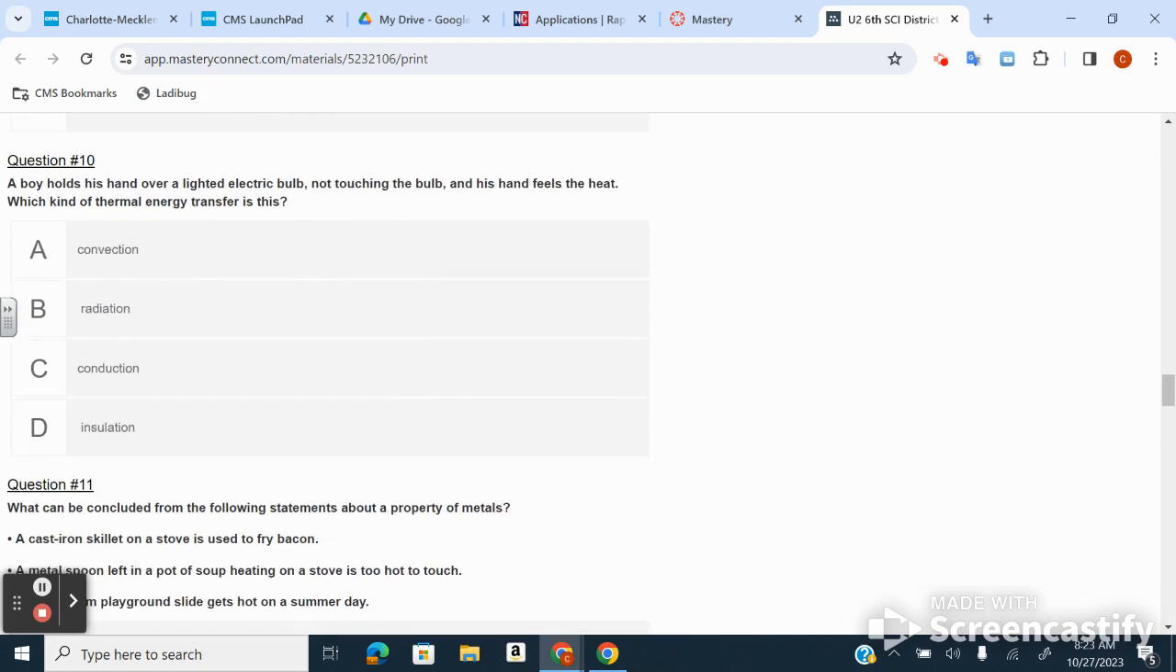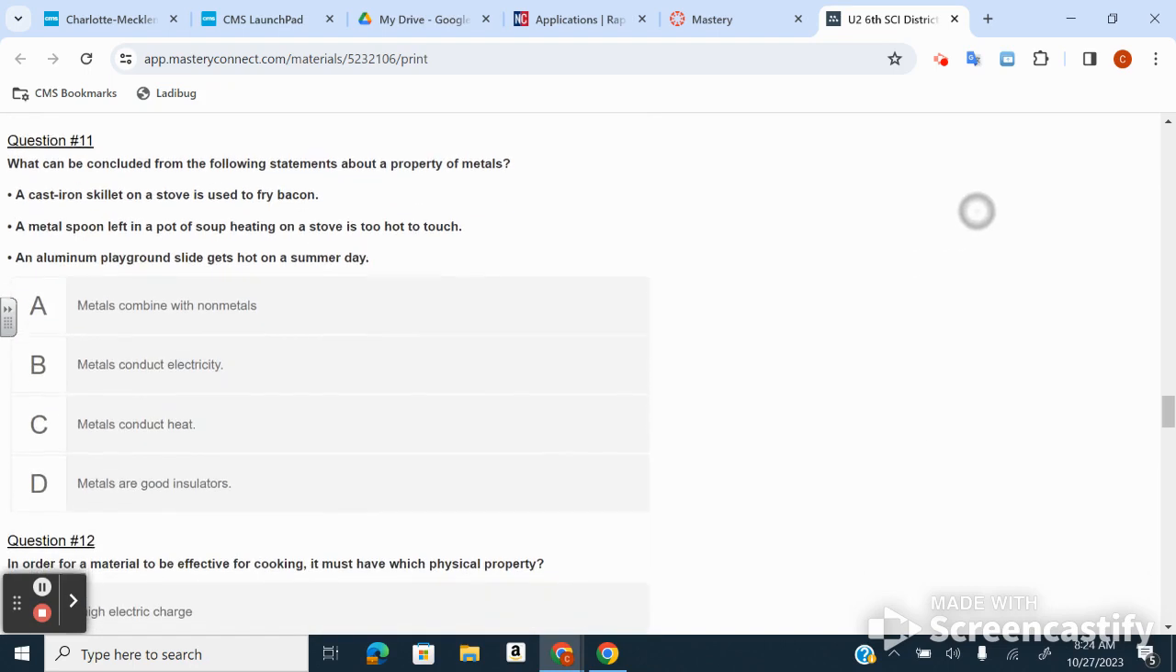Question 10. A boy holds his hand over a lighted electric bulb, not touching the bulb, and his hand feels the heat. Which kind of thermal energy transfer is this? A, convection, B, radiation, C, conduction, D, insulation.